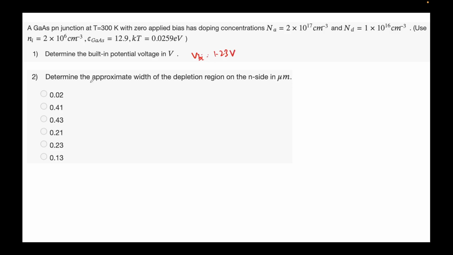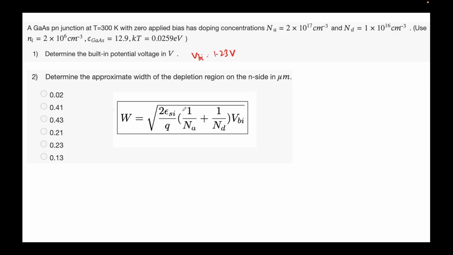Now we are required the approximate width of the depletion region on N side. If you recall, this is the formula from your lecture notes. There's nothing new here, but this is the total width, mind you. So remember, keep on drawing this again and again. This is P side, this is N side, and this is your depletion region, W. This is your Xp, depletion width on P side, this is your Xn.